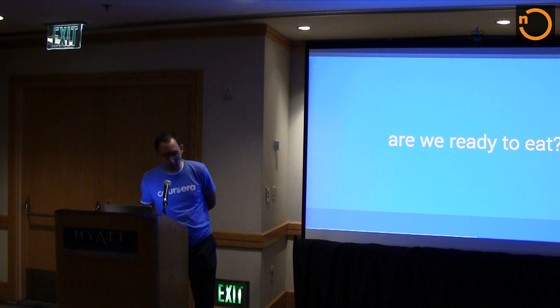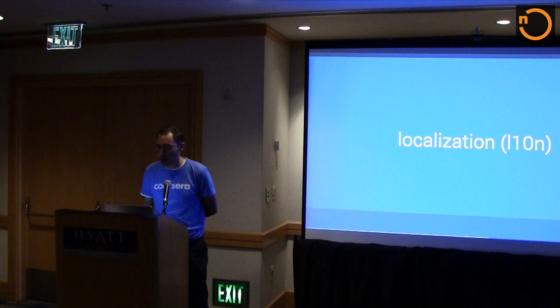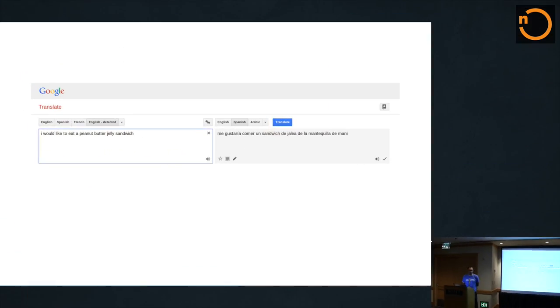But are we ready to eat it yet? Almost. So now you've got to do localization, otherwise known as L10n. You've got to localize your content, which means to actually get the strings in your UI translated. So you can first start out with Google Translate.